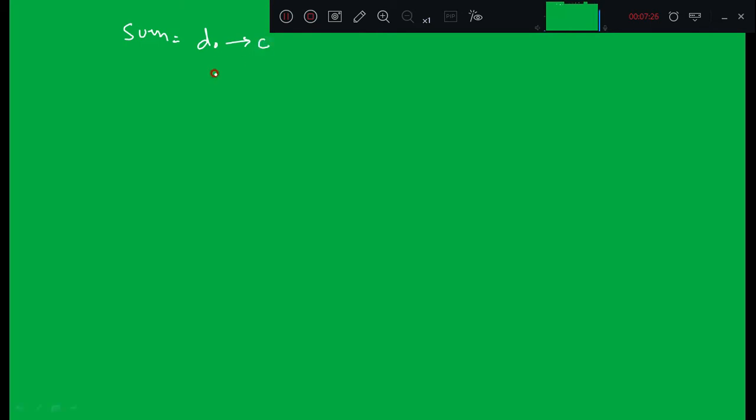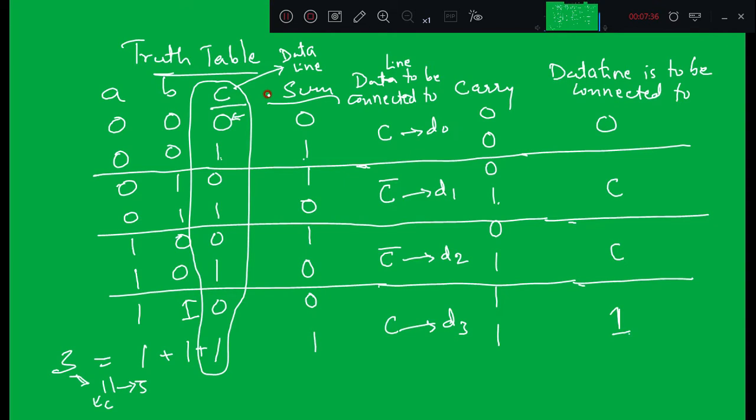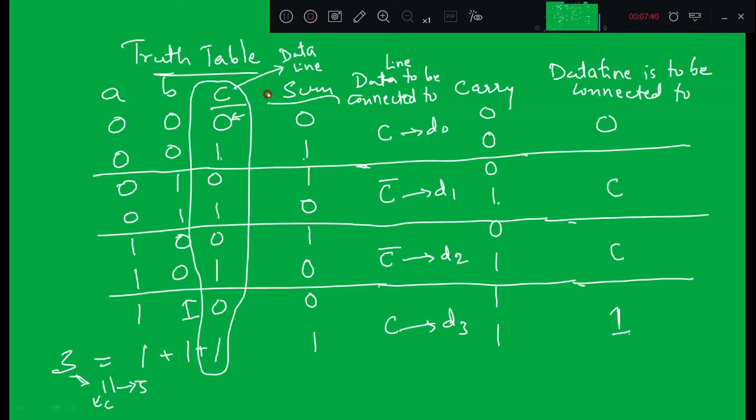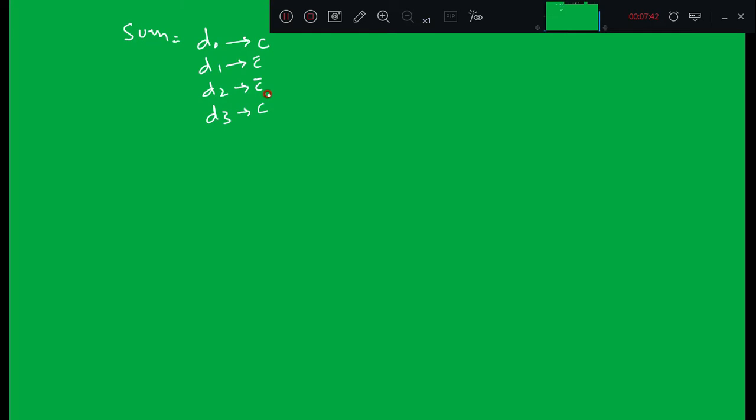D0 is connected to C, D1 is connected to C bar, D2 is connected to C bar, and D3 is connected to C. Right? Let us verify. C, C bar, C bar, C. Is it correct? Yes. Next, for carry 0 double C 1.